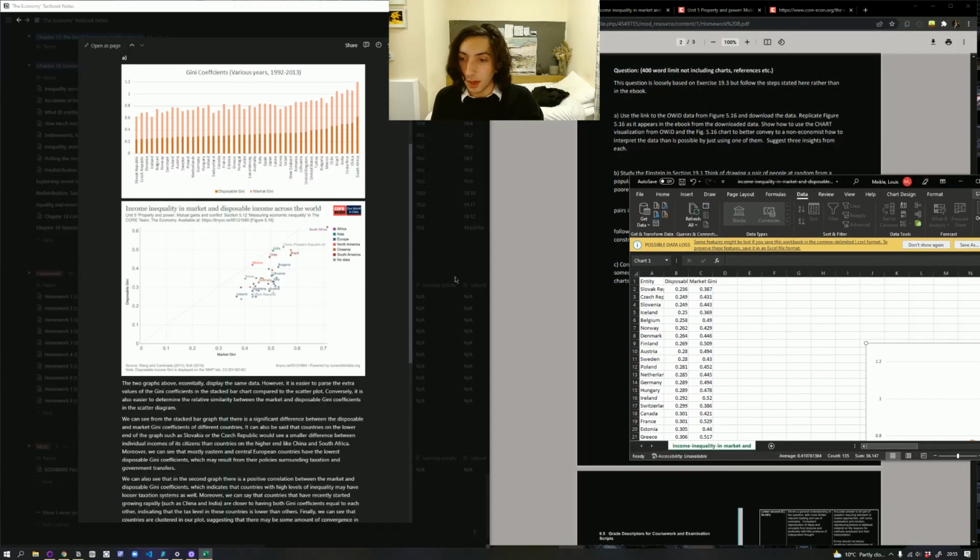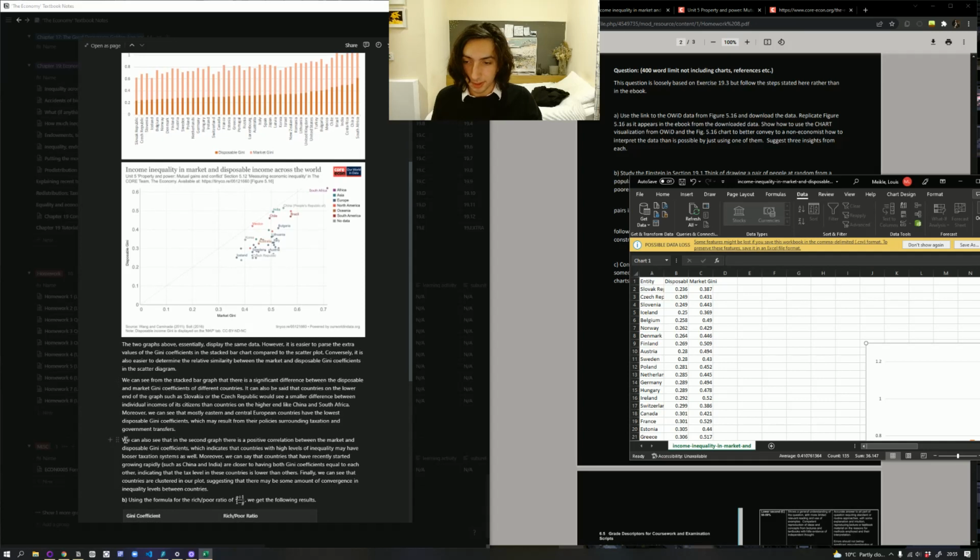Okay. For the second one, we can see that there's a positive correlation between market Gini and disposable Gini. It's a bit weird to say Gini so much. We can also say that countries that have grown rapidly recently, so you can see China and India here, are actually closer to the diagonal than the countries that have already industrialized.